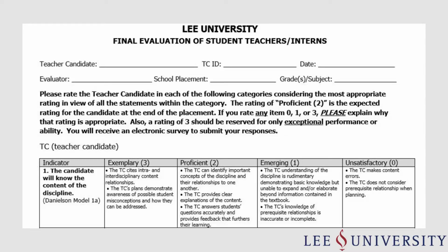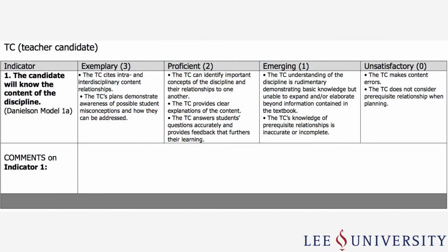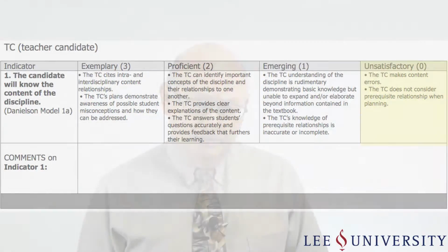The final evaluation form is based on the research of Charlotte Danielson, and it addresses the 12 goals of the teacher education program. It's in a rubric format, so there will be descriptors in each of the categories for the evaluation. There are 4 categories. The first is the exemplary category, which would be a 3, proficient category 2, emerging category 1, and unsatisfactory category, which would give them a 0.